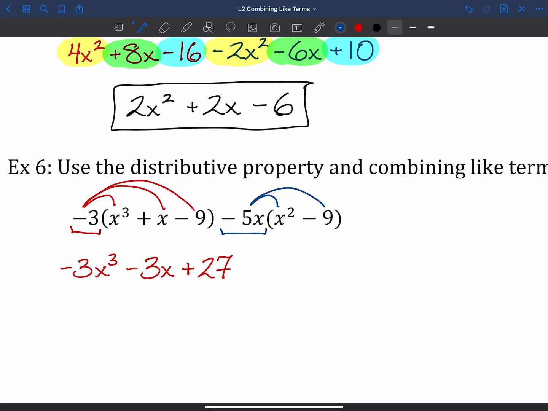Then the blue is where it gets a little trickier, right? It's pulling some stuff that we worked on last time. We have negative 5x times x squared. All right, so the negative 5 is just kind of doing its own thing, right? It's negative 5 times, again, that invisible 1 that's hanging out. So it just stays negative 5. And then x times x squared, right?